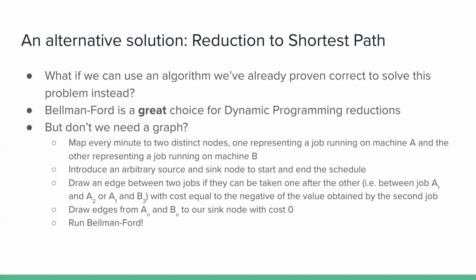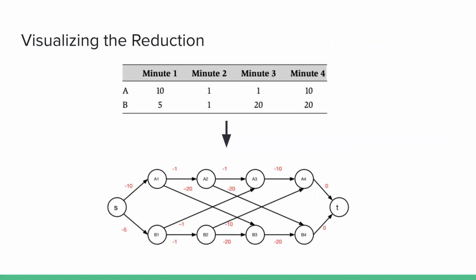The key nuance here is that we have to make the edge weights negative, because we want to find the maximum objective. The maximum negative is going to be the same as the minimum that Bellman-Ford is going to return to us. I realize this is a rather brief description, so let's go ahead and look at the actual transformation of the problem.